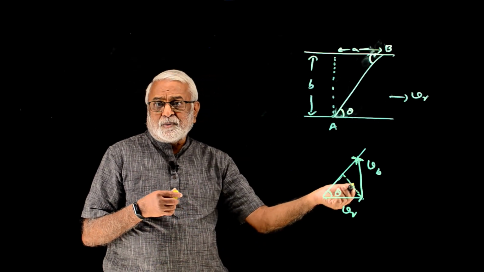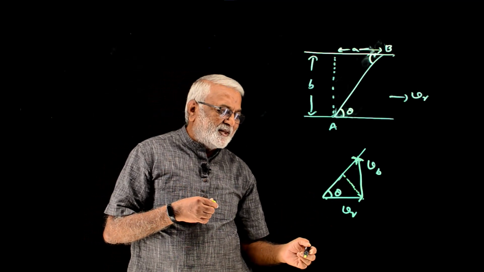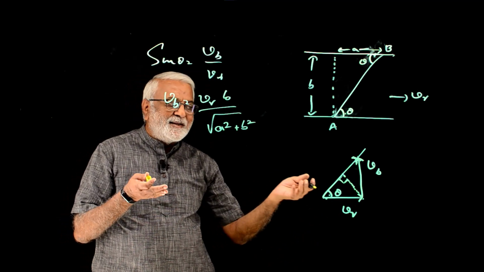Minimum value will be by just dropping a perpendicular. As simple as that. This is magic. You hardly did any calculation.